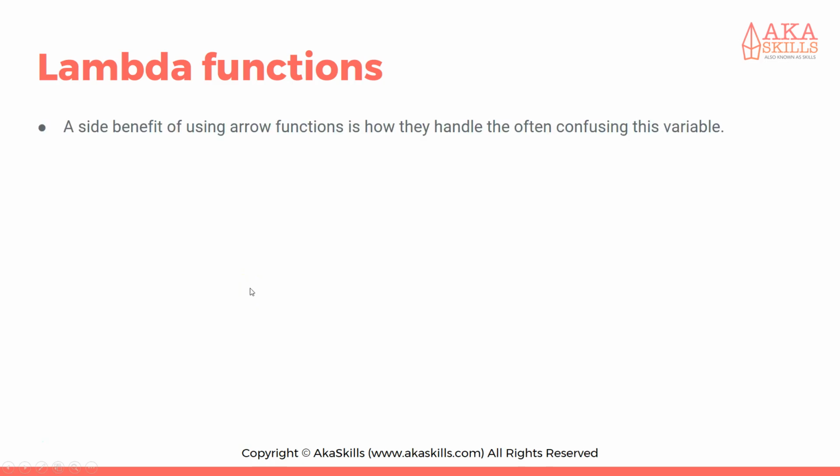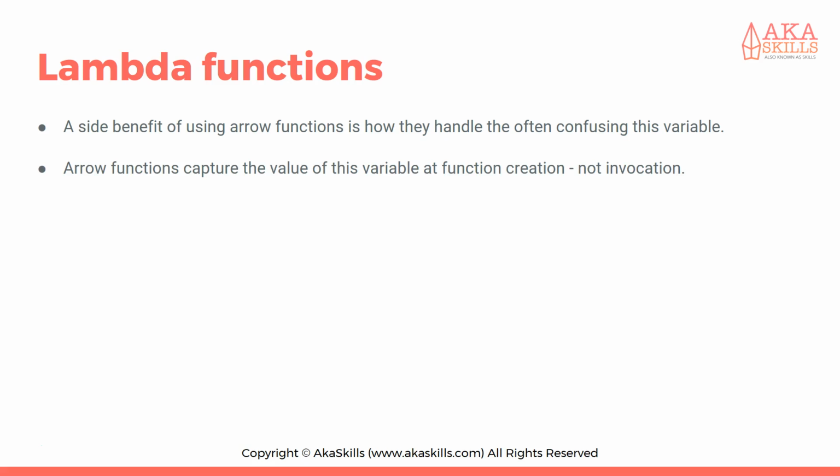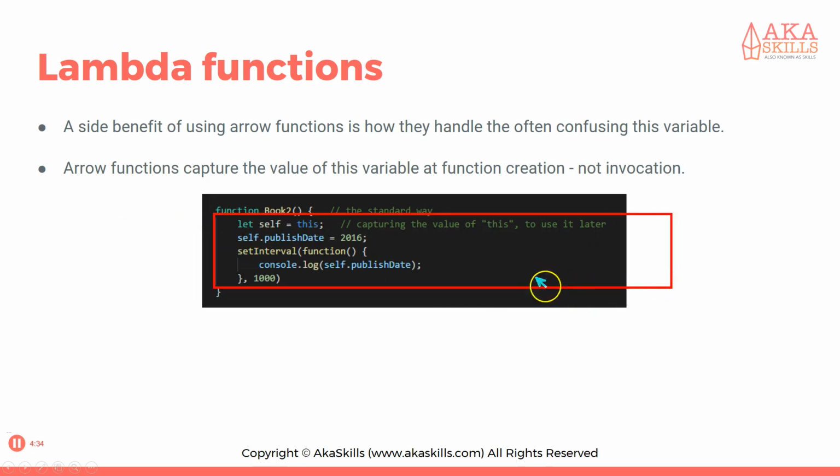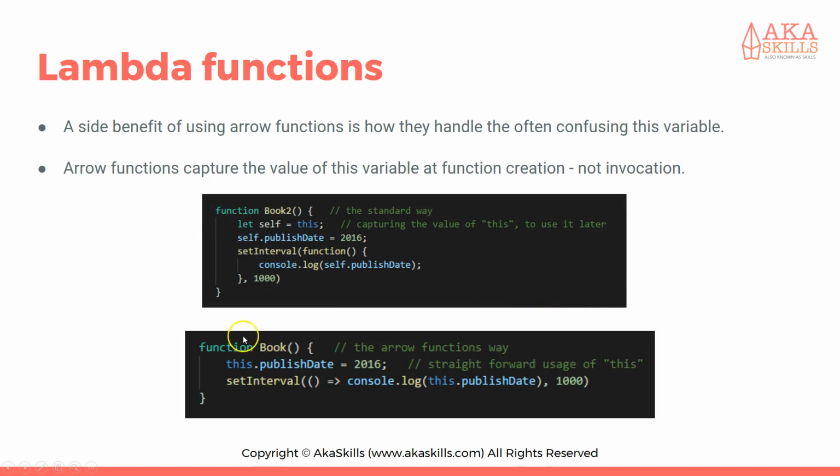So a side benefit of using arrow functions is how they handle the often confusing this variable. Arrow functions capture the value of this at function creation, but not function invocation. So the standard way is I'm saying function book2, and here, let's say if I want to capture the value of this to use it later, I would say let self equals this, and this is my body.